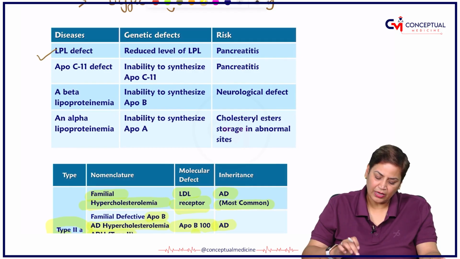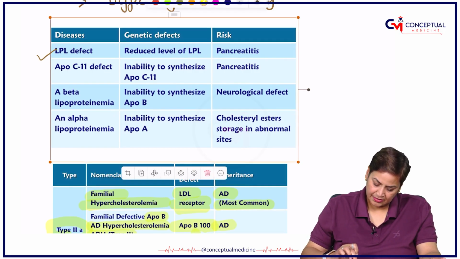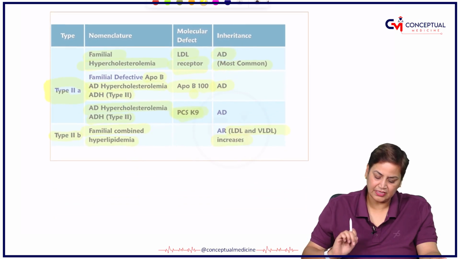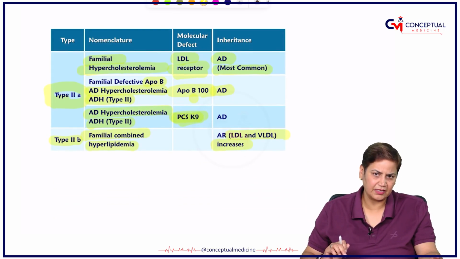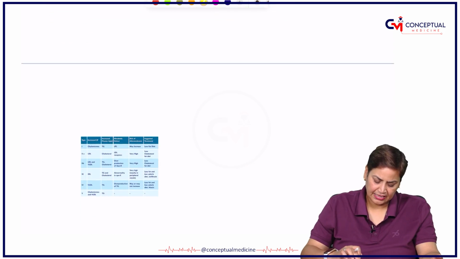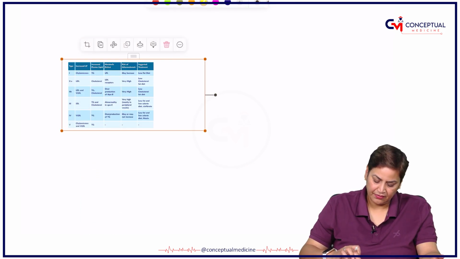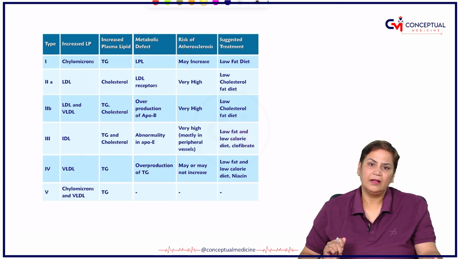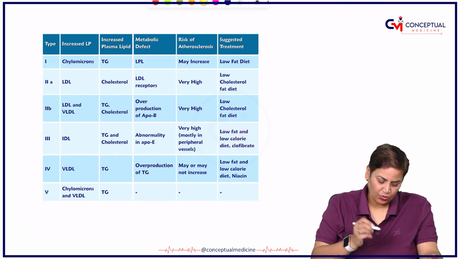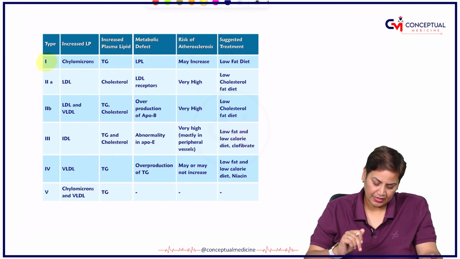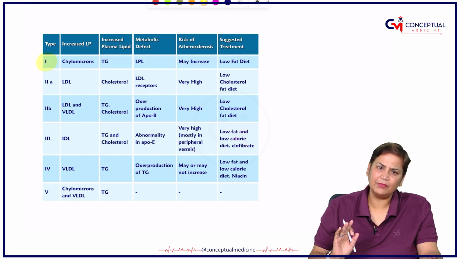This table you can omit also. So I'll just delete this table. This table is important. So we can keep this table because this we have already discussed. And then this is the table which actually compares the different types of lipoproteinemias. Here you can say that is what we discussed, type 1. Now whatever we discussed, it's the summary of that.